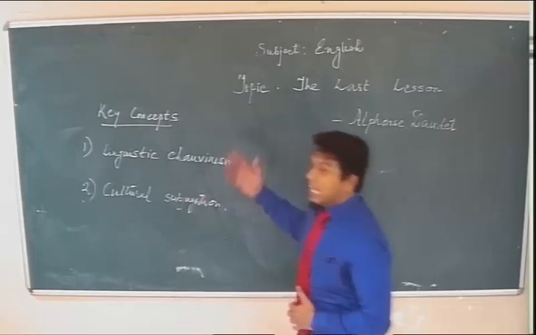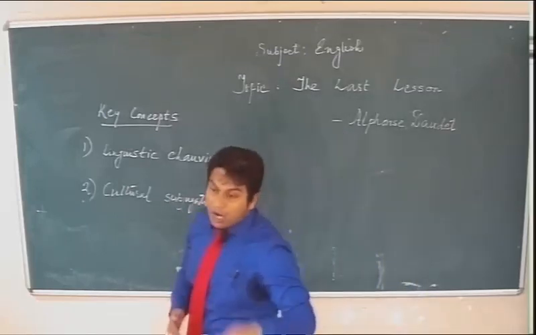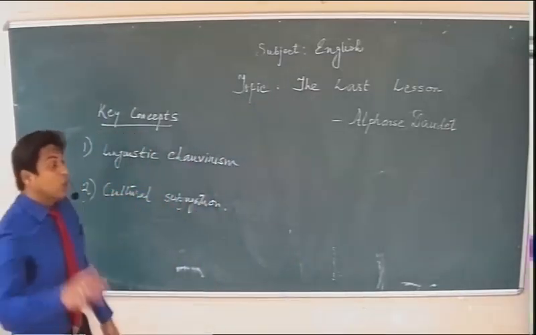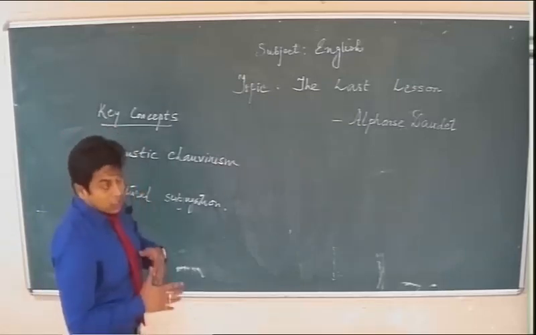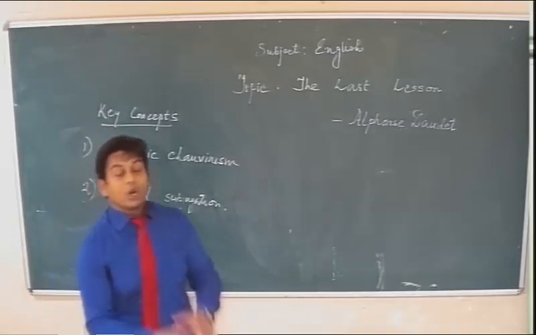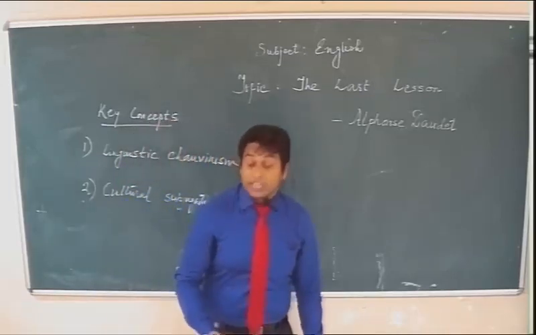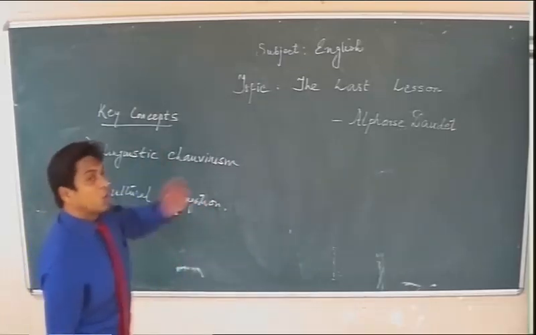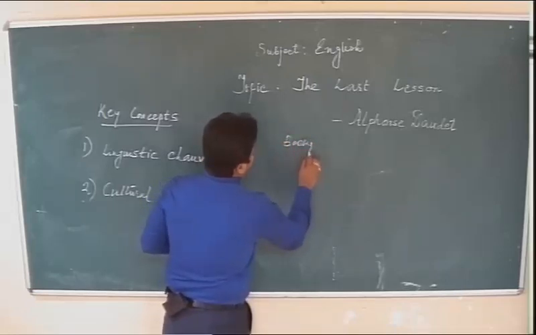The text at hand will talk about how one race, the French people, get dominated, how they get subjugated, and the native people are deprived of their very right to express themselves in their vernacular, in their native language. In this context, let's talk about the backdrop or the background of the story.